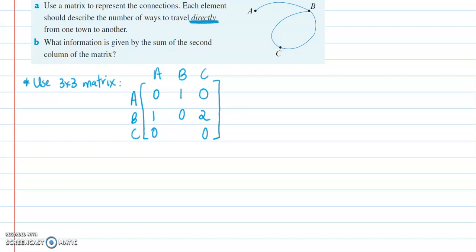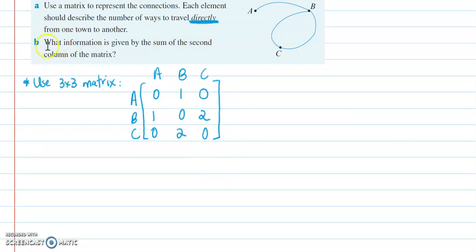If you notice, A to C and C to A both have the same value. And then from C to B, you can either go that way or that way, which gives us 2. Likewise, B to C or C to B, the values of the elements are the same. So this matrix represents the number of paths that are directly connected between the towns A, B, and C.